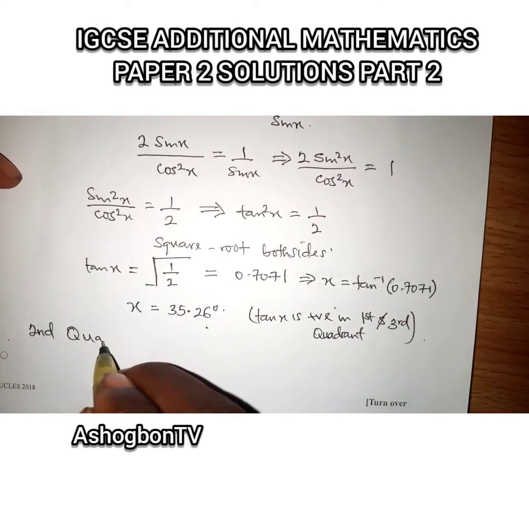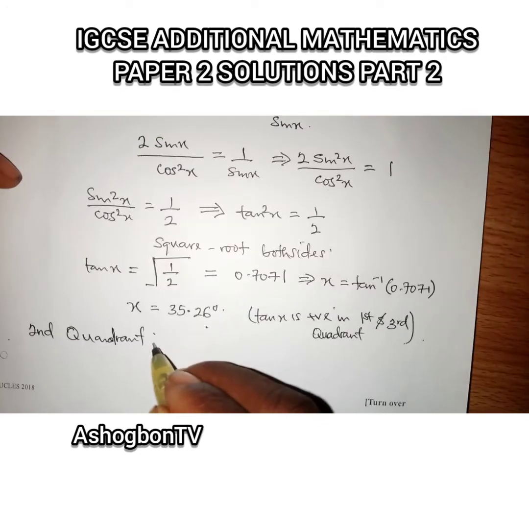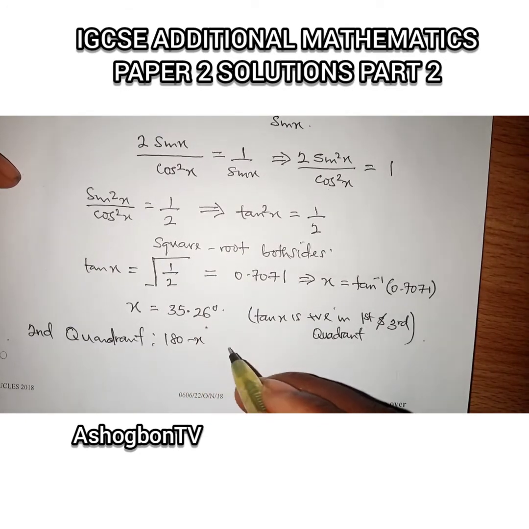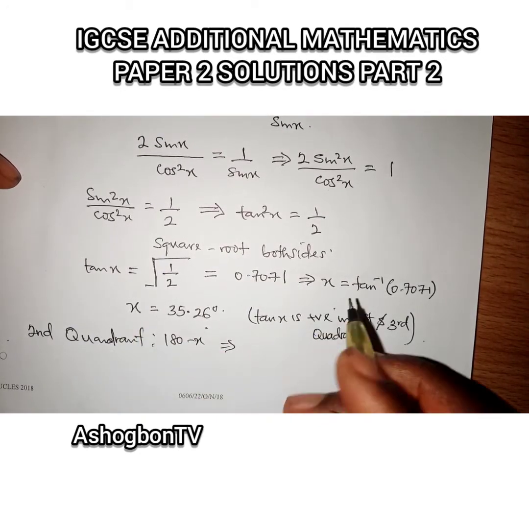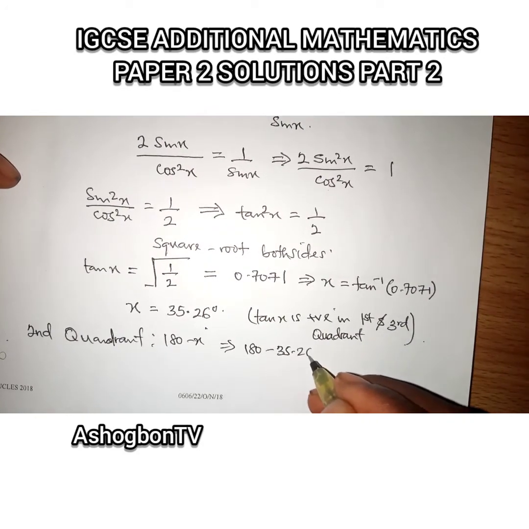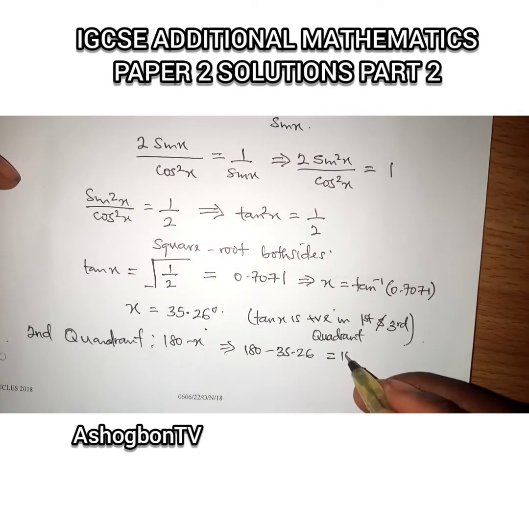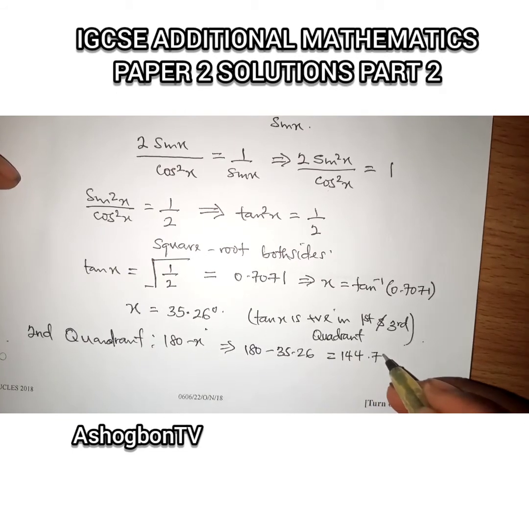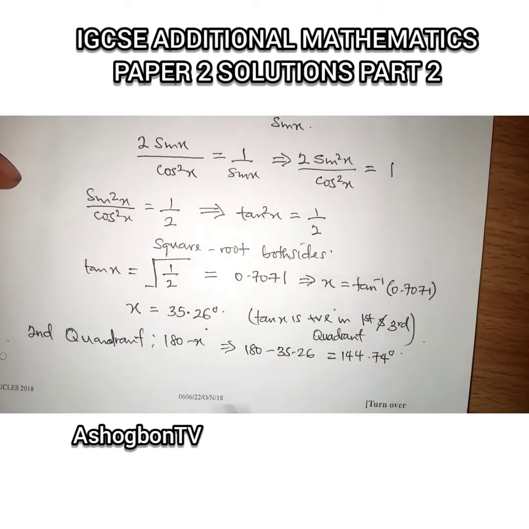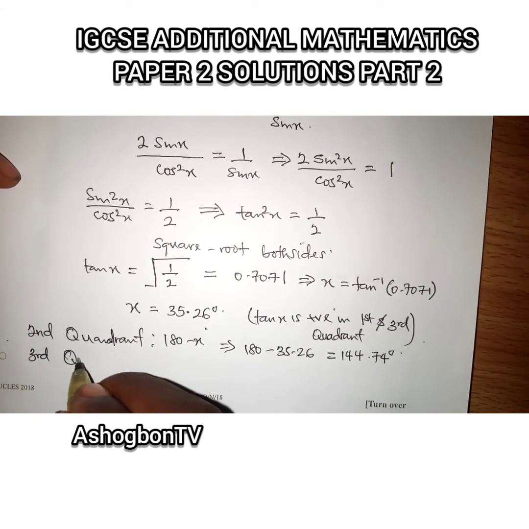Second quadrant, if you can remember very well, you have something like this. You have 180 minus x. So if you put the value of x into this, you have 180 minus 35.26. And if you do your calculation very well there, you should have 144.74 degrees.